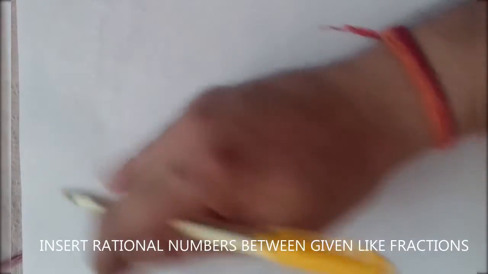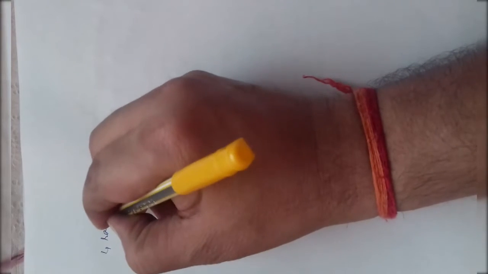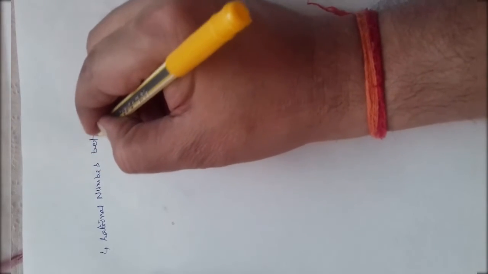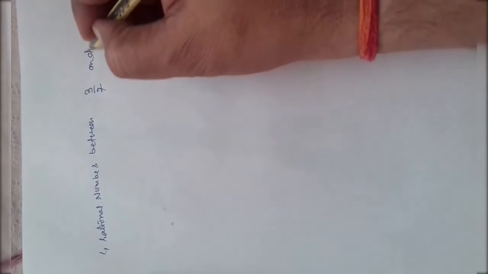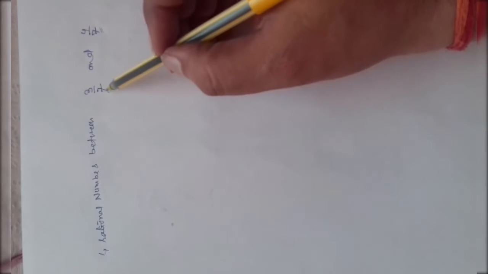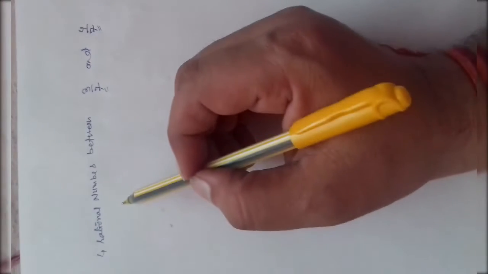Okay students, in this example we will insert 4 rational numbers between 3 by 7 and 4 by 7. As we did in the previous example, in that example the given numbers are integers, but as you can see in this example these are fractions. So there is a slight change in the method.